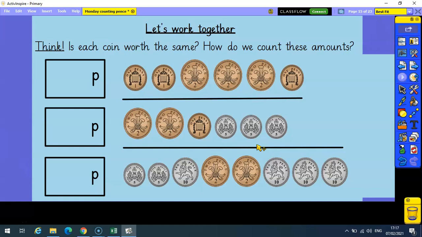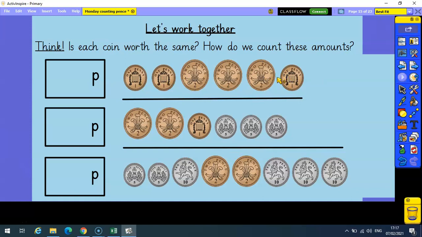Now, when we're counting money, we always start with the coin that is worth the most. Okay? So the greatest value we count first, and we count our pennies last. Like if we're reading a number, we read the 10s before the 1s, don't we? It's similar to that. So let me see.